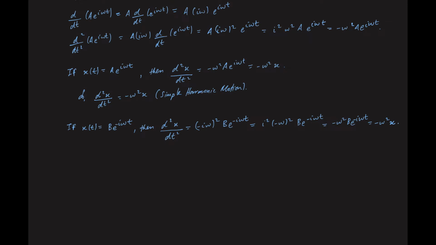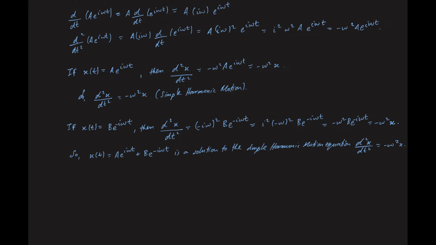Because this is a linear ordinary differential equation, these solutions add. So x of t equals a e to the i omega t plus b e to the minus i omega t is a solution to the simple harmonic motion equation d squared x by dt squared equals negative omega squared x.